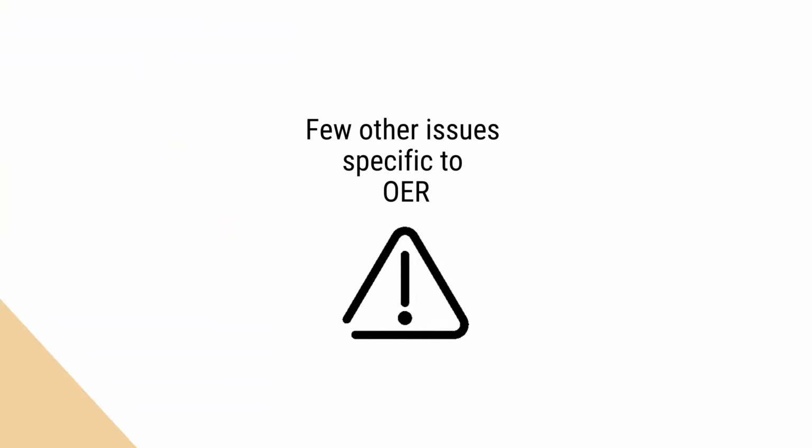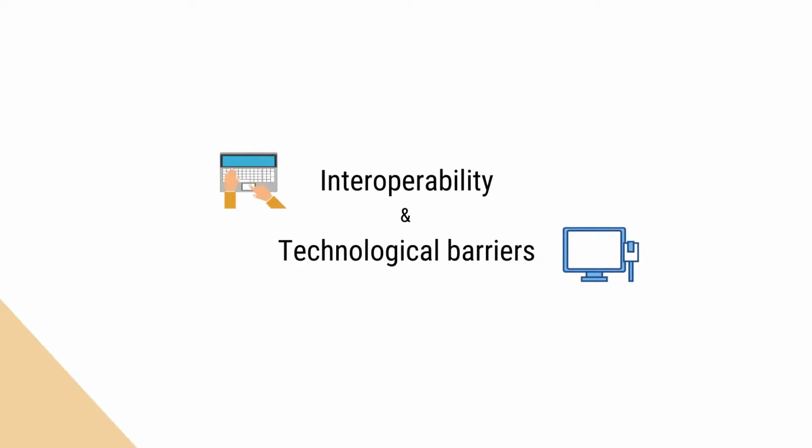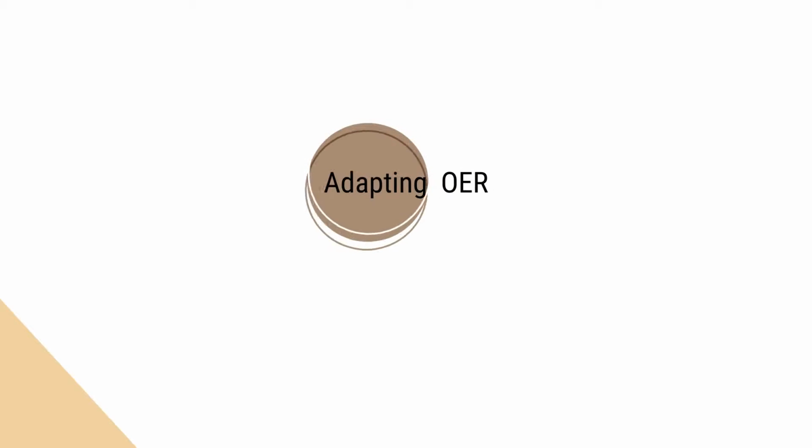Apart from the problems in quality assurance, there are also a few other issues which are specific to OER. The basic issues are related to accessibility and discoverability of OER. Interoperability and technological barriers are problems that a learner can often face while trying to search for resources. Adapting OER as per the needs of a specific learning ambience is yet another challenge.